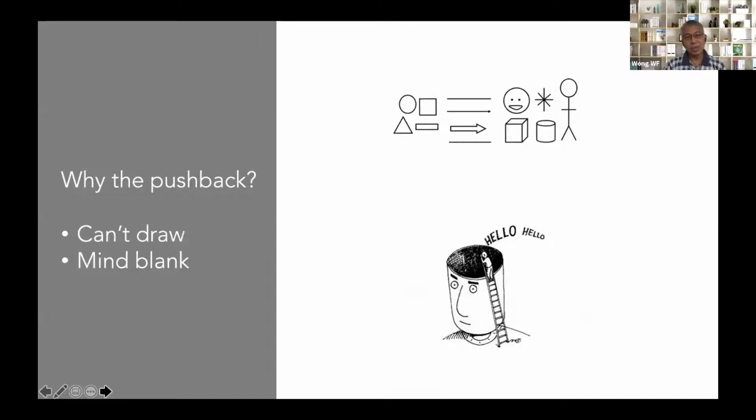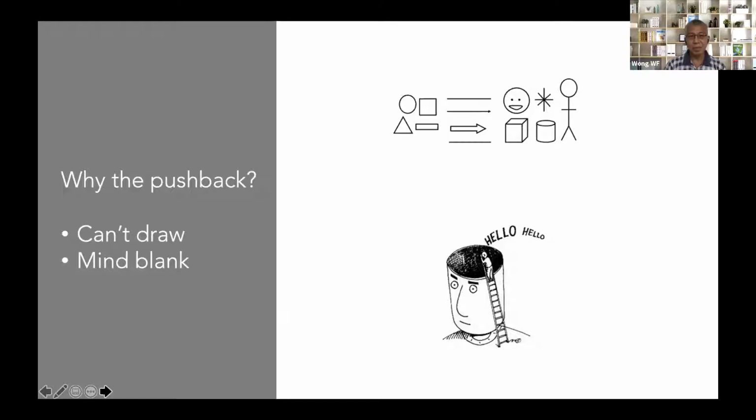But let's look at the pushback. I mean, generally there are two pushbacks. Some people say that, well, I cannot draw. I'm not Leonardo da Vinci. I'm not that kind of artist. I cannot draw. But you know what? I'm pretty sure you can draw a line. You can draw a circle. Even if it's not a perfect circle, that's fine. Triangle and so on. That could be a good start.